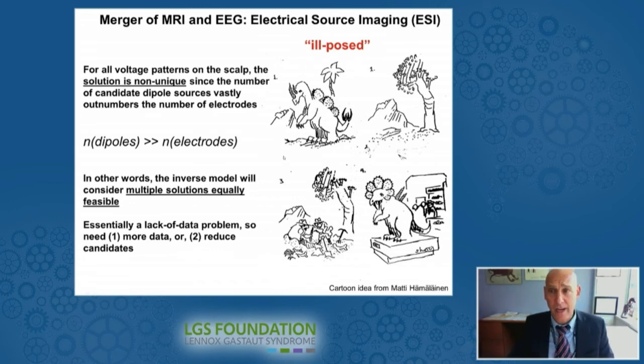So one way to reduce the amount of uncertainty in source localization is by introducing constraints. So you can get more data with higher resolution MRIs and better models. You can get more EEG data, or you can reduce the number of potential candidate regions where seizures are coming from.